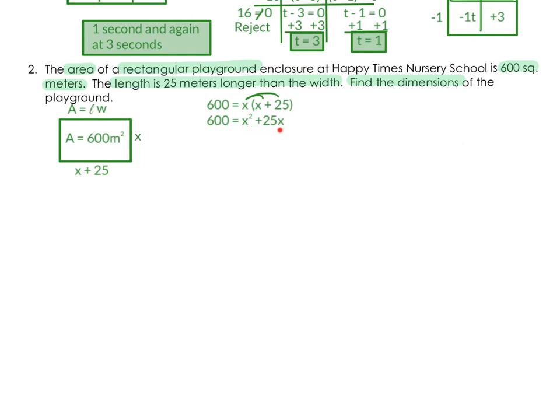Now that I have an x squared with a 25x, I know it's a quadratic, so I need to solve by moving the 600 to the other side so that I can solve for the zeros, because the equation will be in standard form. Then I'll end up with 0 on the left-hand side. And on the right-hand side, since there are no like terms, I just have to write this out as the x squared plus 25x minus the 600.